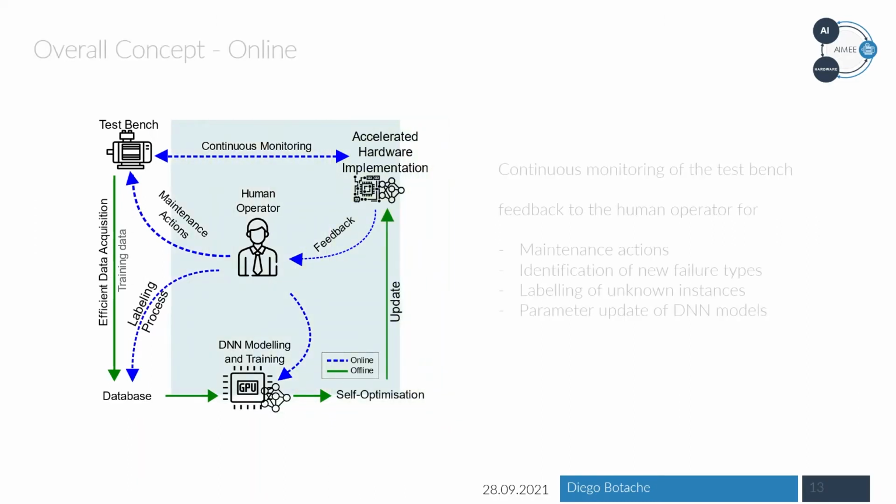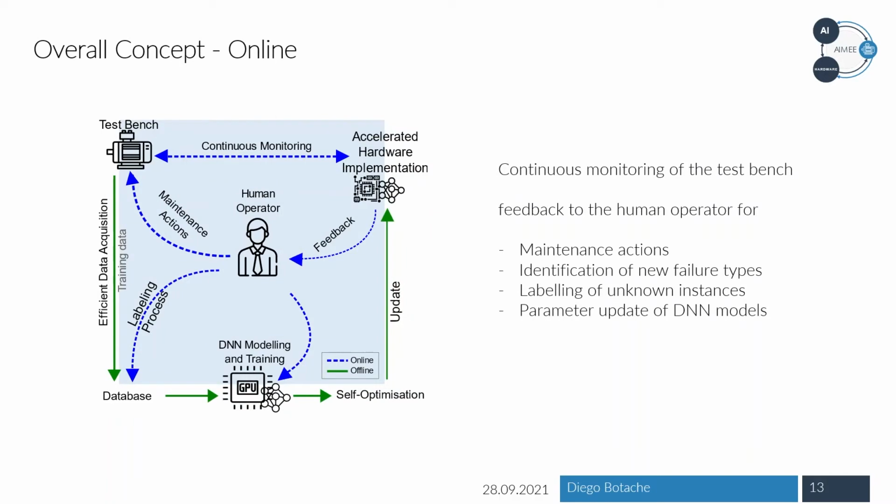In the second sub-process, the online process, we include the generated hardware implementation of our machine learning model to continuously monitor the state of the system, to provide feedback to the human operator, and he will be able to take maintenance actions to avoid downtimes in the system. It will also provide information for labeling unknown instances, and depending on the condition of the system, maybe also updating the parameters of the models.